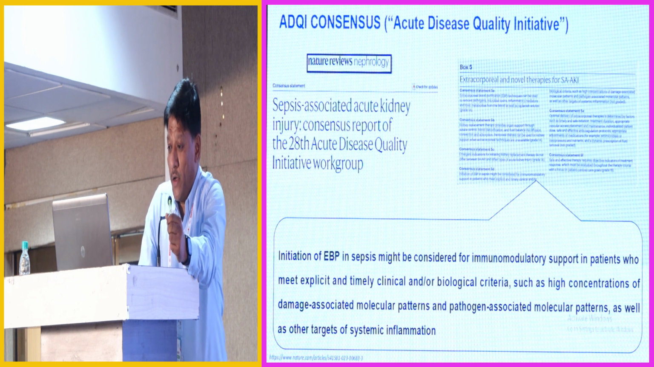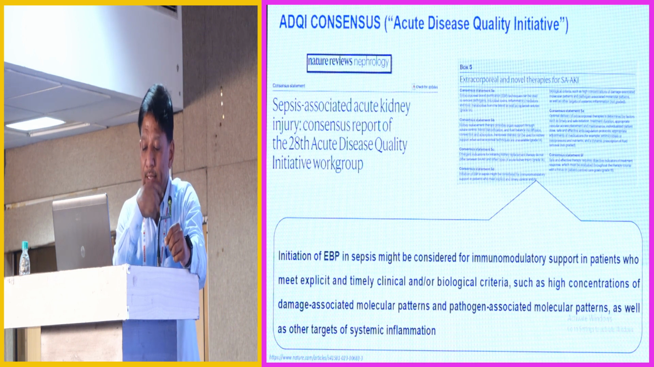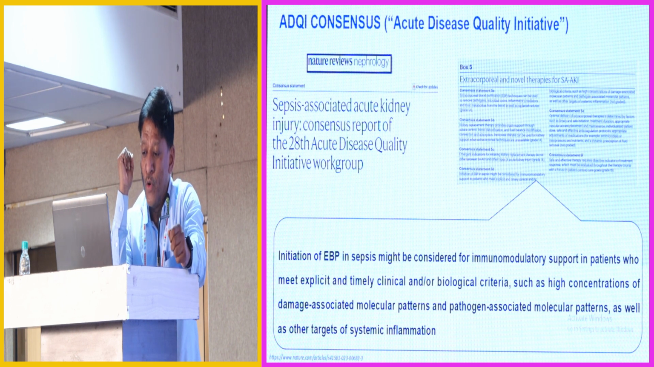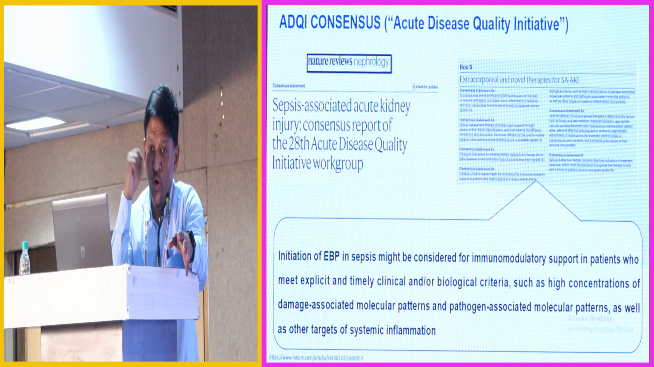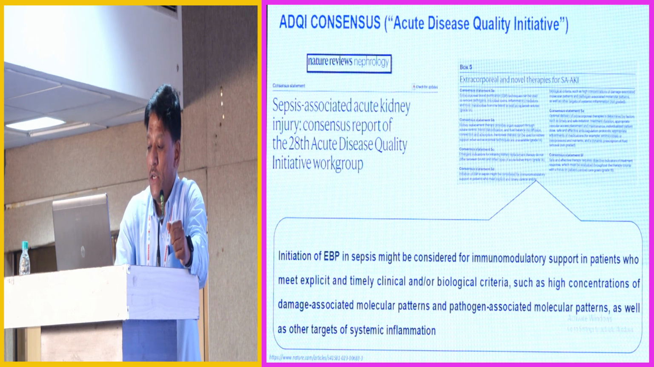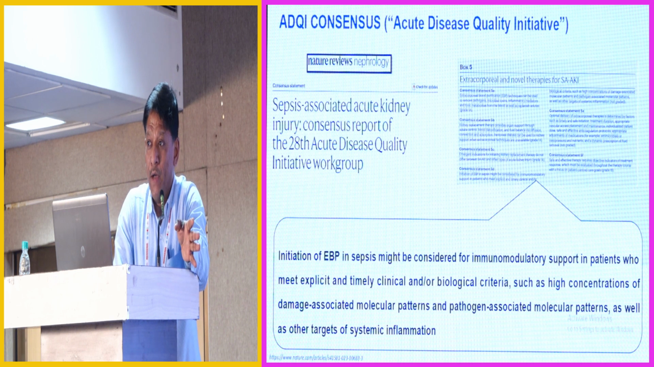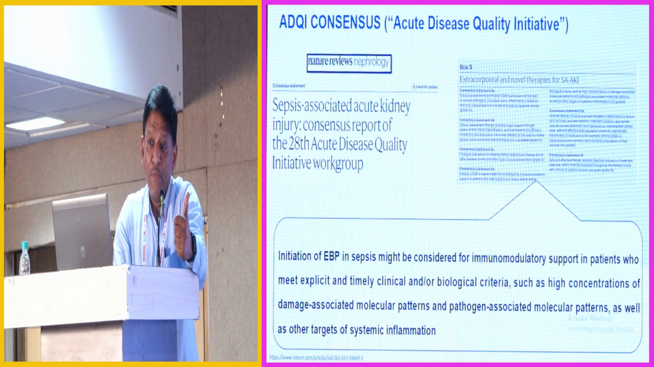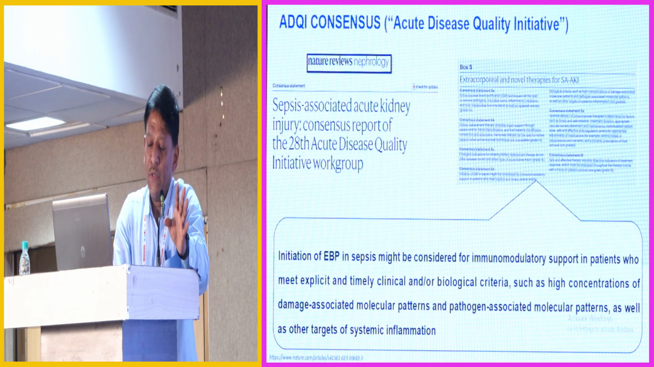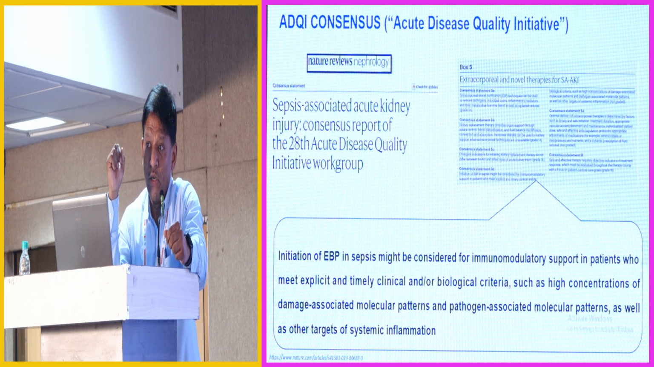And the ADQI consensus basically said that in cases of sepsis-induced acute kidney injury, initiation of extracorporeal blood purification might be considered for immunomodulatory support in patients who meet explicit and timely clinical and biological criteria, such as high concentration of DAMPs. Now we don't measure DAMPs, we measure cytokines. We measure IL-6. One of the PAMs that we measure is endotoxin. DAMPs are damage-associated molecular patterns, and we don't have a clear way to measure them. It's the cytokine storm that we measure, that is IL-6, IL-10, and TNF-alpha, but there's no measurement of DAMPs.